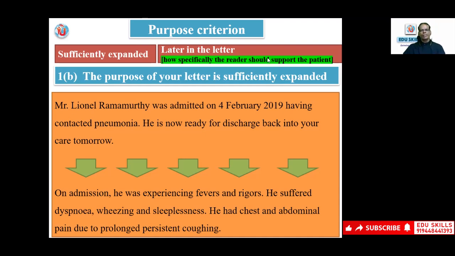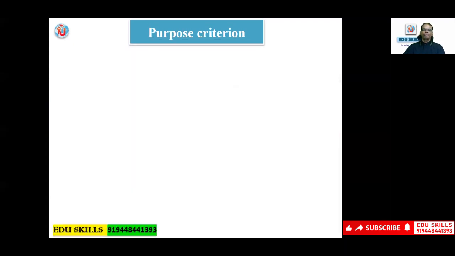So this is what is known as sufficiently expanded. This particular point tells us the purpose is not restricted to the introductory paragraph. It's being expanded till the end. Even the request will reiterate the purpose of the letter. So the whole letter is smeared with the taste, color, and flavor of your purpose of writing the letter. The introductory paragraph is the general statement which is explained later in other paragraphs. Okay.